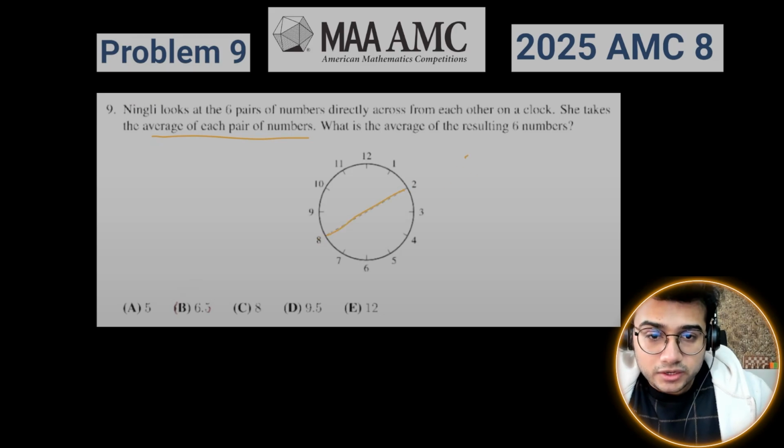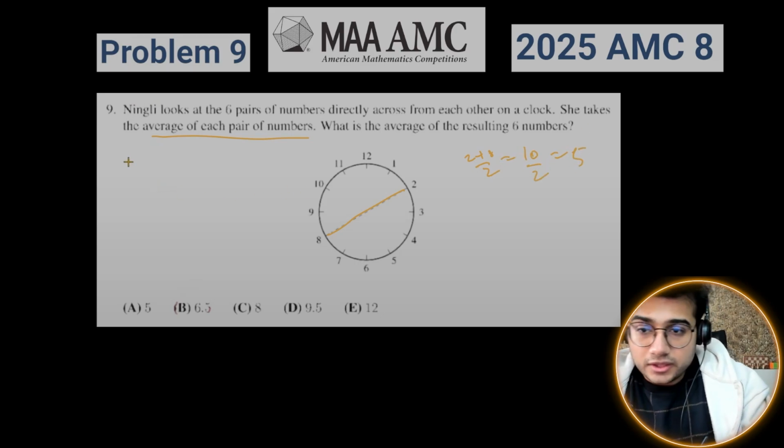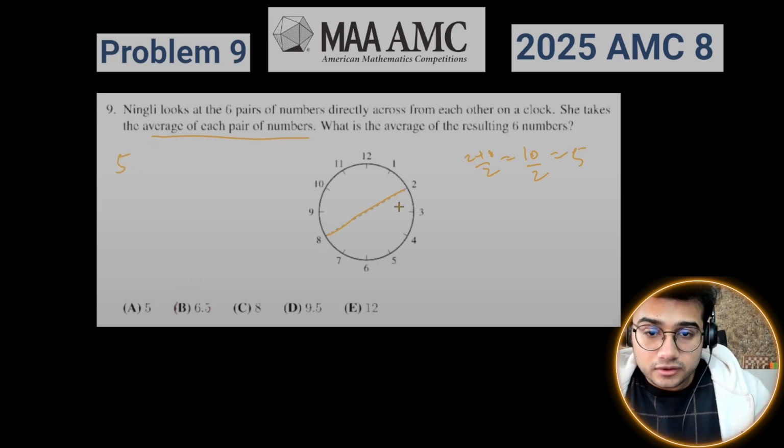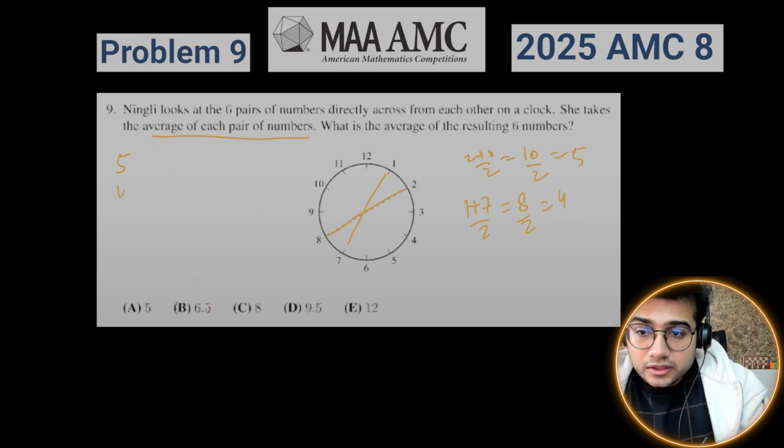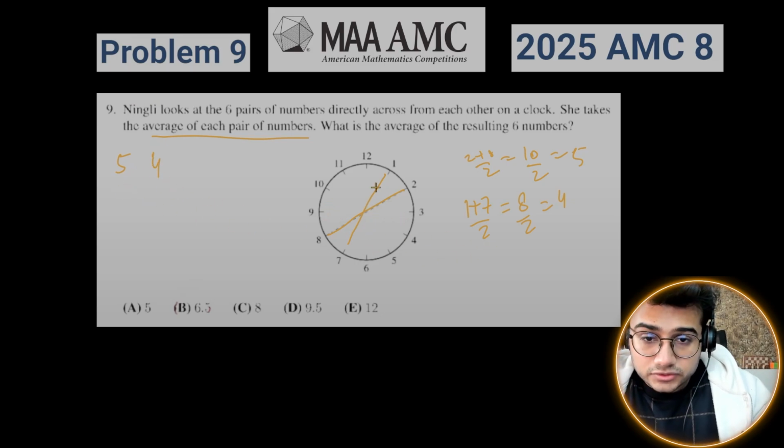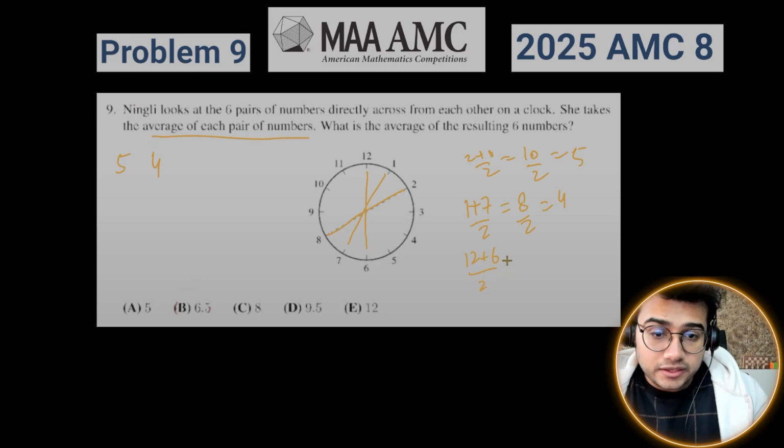Well, the average of 2 and 8 is going to be 2 plus 8 divided by 2, which is 10 divided by 2, which is 5. Okay, so let me write that here. Then the average of this pair, well, that's going to be 1 plus 7 divided by 2. That's 8 divided by 2. That's 4. Then the average of this pair, well, that's 12 plus 6. That's 18. 18 divided by 2 is 9.